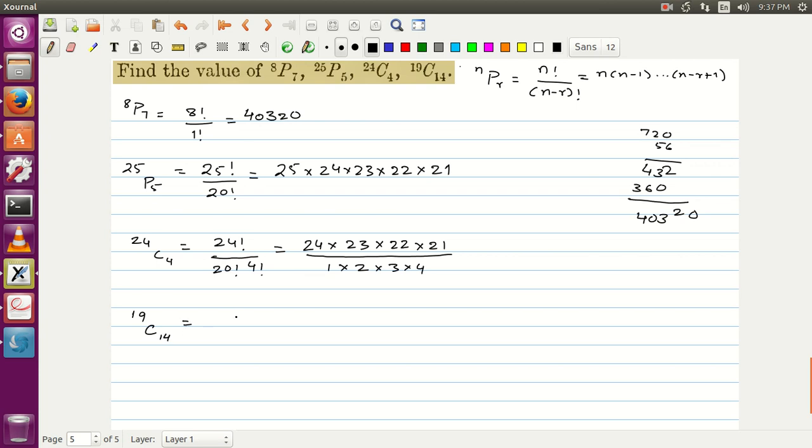What is 19C14? Now for 19C14, we know that 14 is a large number, so we can write 19C14 as 19C(19 minus 14). So 19 minus 14 is 5, and therefore this will be equal to 19 times 18 times 17 times 16 times 15 divided by 1 times 2 times 3 times 4 times 5, and you use the calculator again to find what this number is.